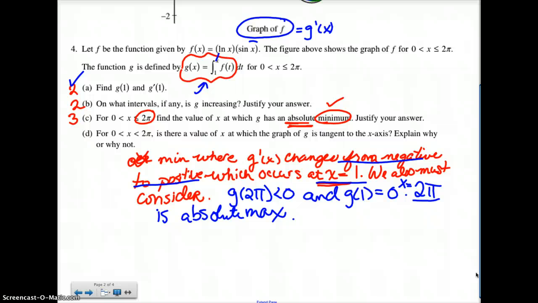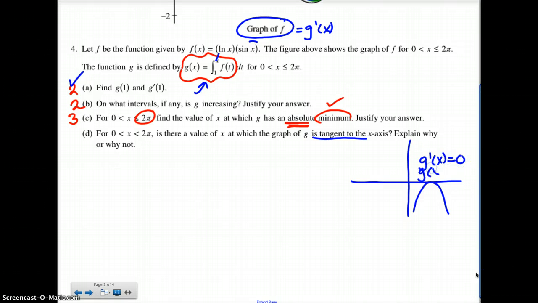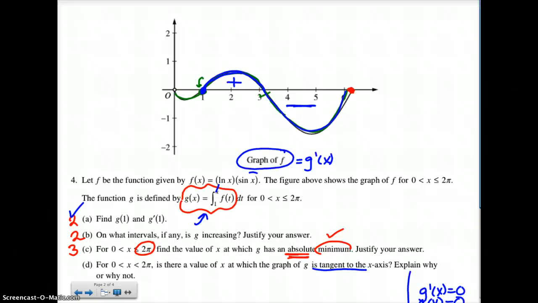So for part D, all right, last one up, and hopefully I can do this in 2 minutes or less. I want to know, is there a value of x where the graph of g is tangent to the x-axis? Well, 2 things happen when you're tangent to the x-axis. First of all, your derivative is equal to 0, and also your value there is equal to 0. So really what I'm looking for is a place where the derivative is equal to 0 and g of x is equal to 0.